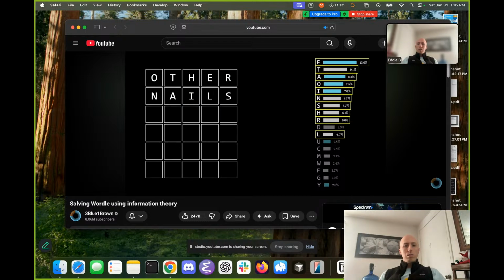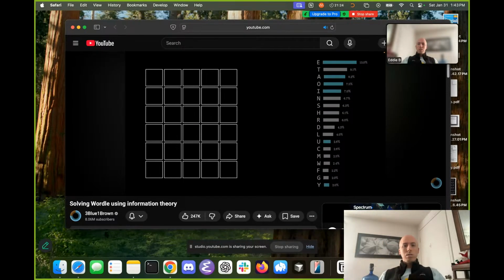But even still, that doesn't feel super systematic, because, for example, it does nothing to consider the order of the letters. Why type nails when I could type snail? Is it better to have that S at the end? I'm not really sure.